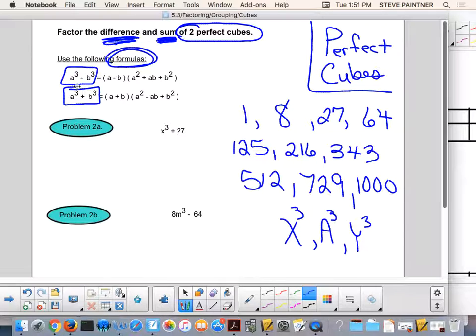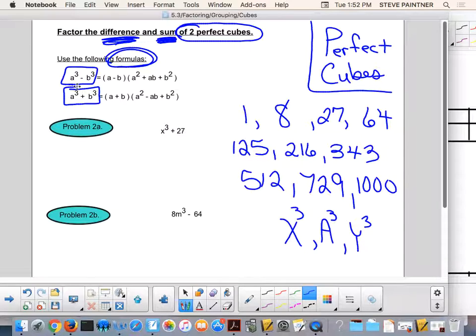Let's just look at one of them. A cubed plus B cubed. Here's the answer: A plus B times A squared minus AB plus B squared. What do you think is really important here? You need to know what A and B are. If you don't know what A and B are, how are you going to put the numbers in? A is the cube root of this. B is the cube root of this.